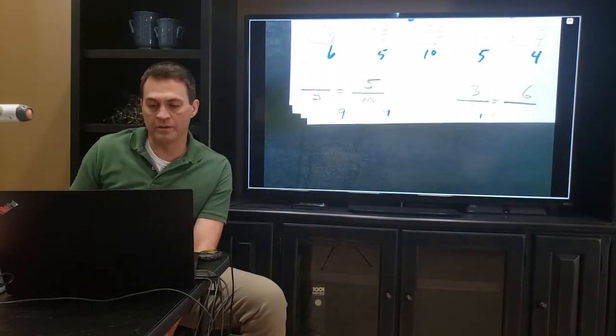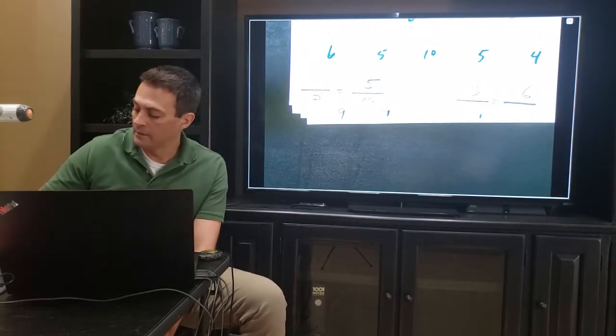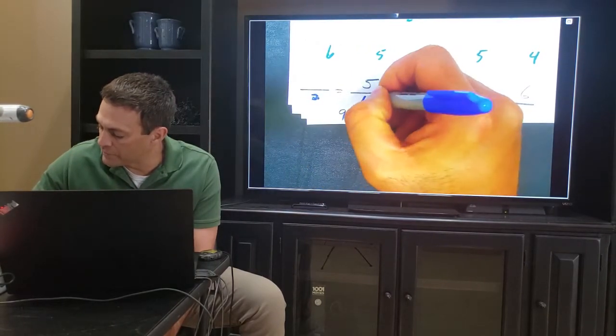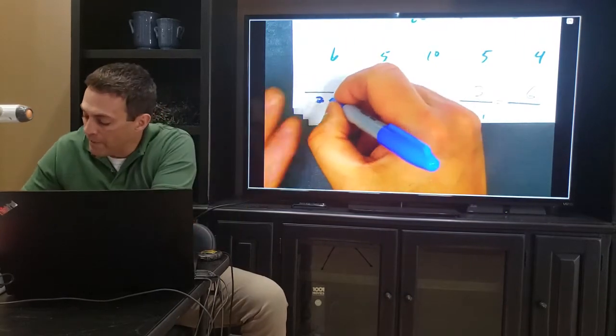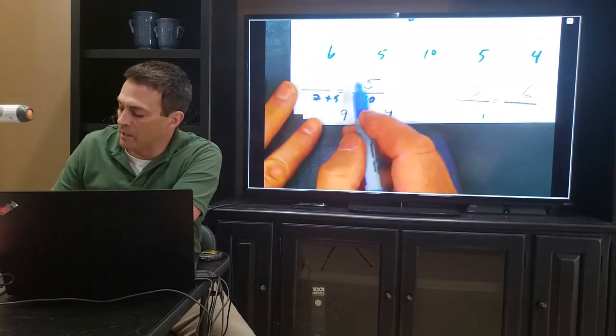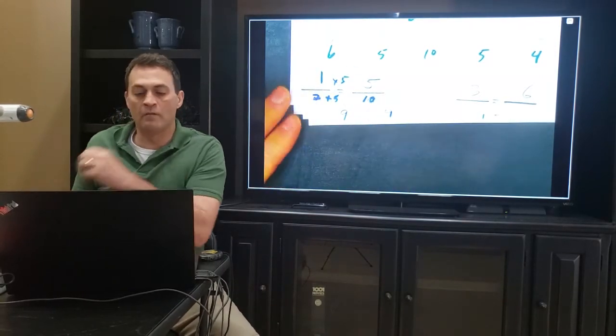Boy, our sheets are getting cut off, aren't they? Alright, well, sorry about that. Let's see what we can do. This is supposed to be a 2, and this is a 10, I'm assuming. Alright, to get from 2 to 10, we have to multiply by 5. Alright, what would we have to multiply by 5 to get 5? Well, that would be 1. So 1/2 is equivalent to 5/10.